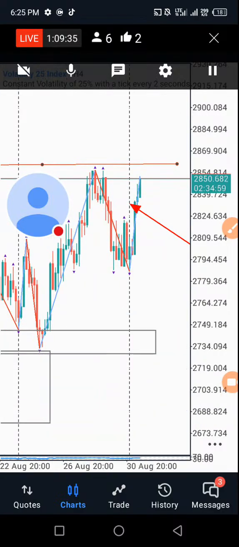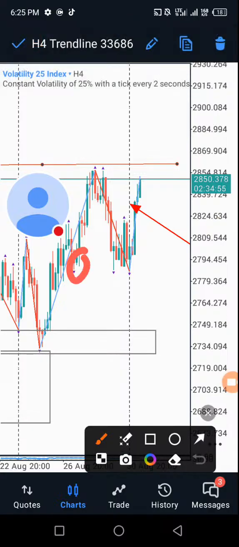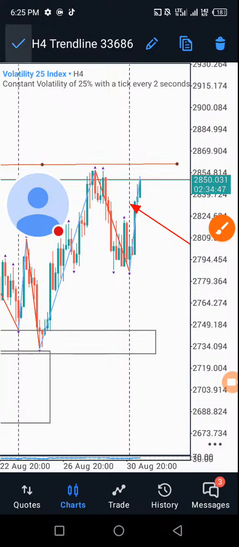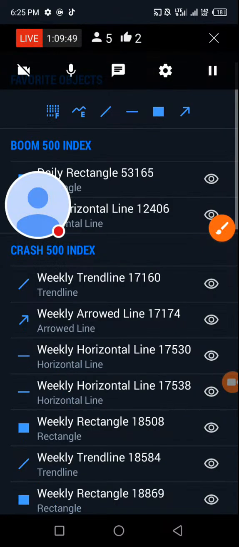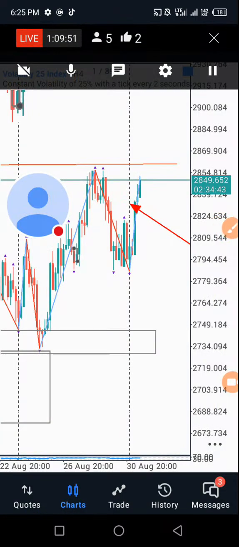So far so good. Now if we look very well, we'll notice that price has reacted from this order block here. Remember, we have an order block here.